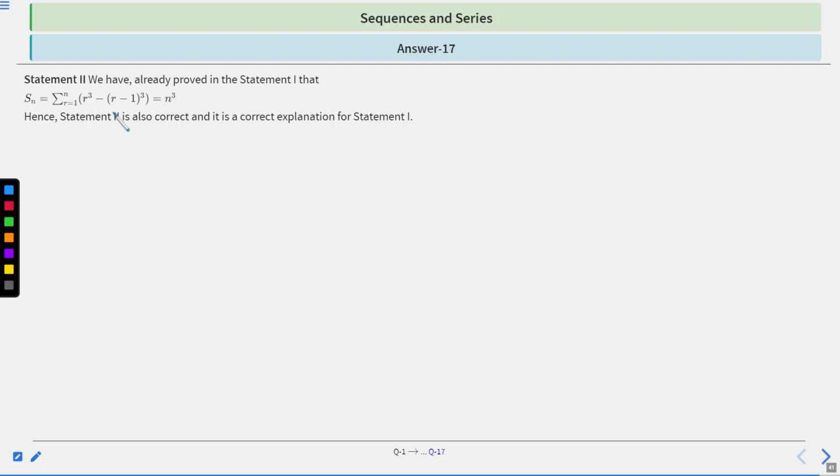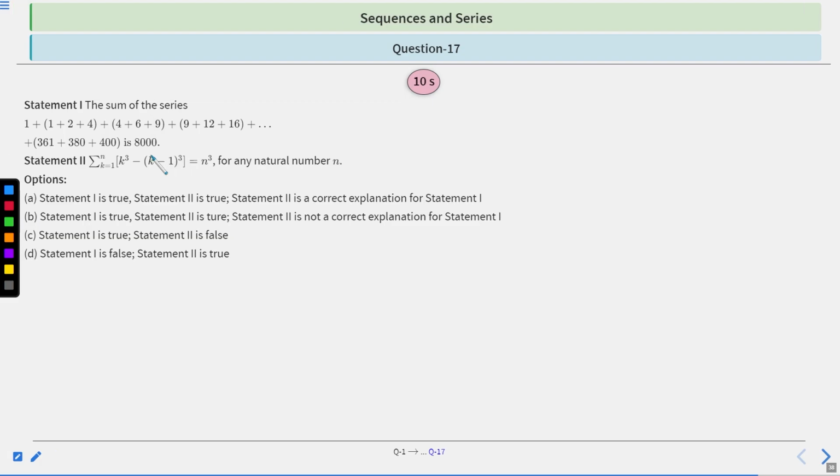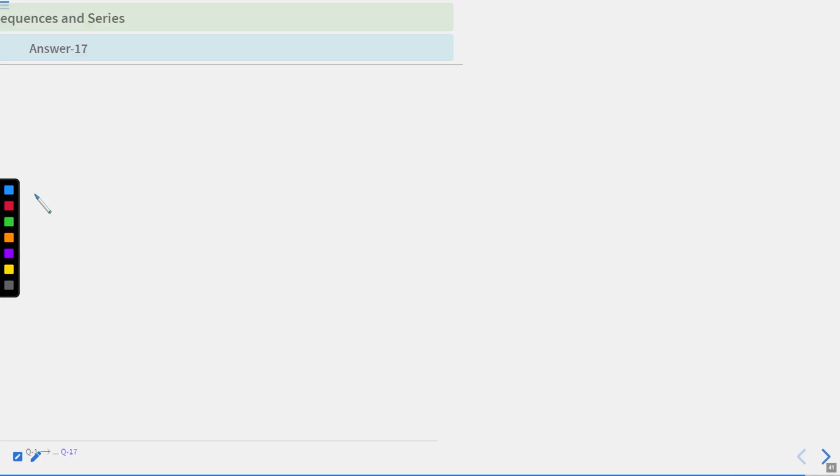Now statement 2. We have already proved in statement 1 that Sn is summation of R equal to 1 to n of R cube. Hence statement 2 is also correct and it is the correct explanation for statement 1. So I think option A is the right choice. Right. So thank you.